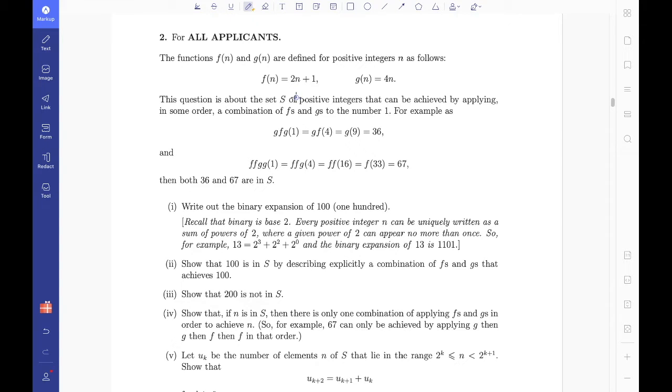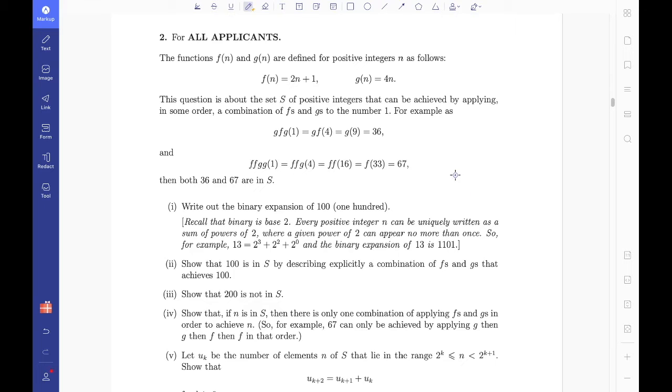So write out the binary expansion of 100. Okay, and they tell you what binary is. It's base 2, and they show how 13 can be written in binary. So let's do that for 100. The way that I usually do this is think of the smallest power of 2 that is less than 100, and then keep adding on powers of 2 until you get to 100.